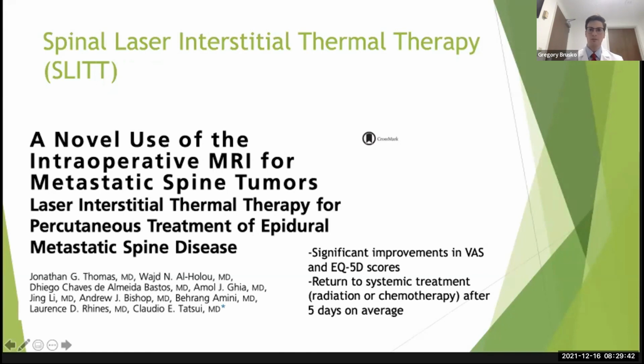And it's been shown in combination with stereotactic radiosurgery to reduce the epidural tumor volume, decrease pain, and improve overall health-related quality of life. Such metrics like VAS and EQ5D have been improved. And importantly, one of the main advantages is that it allows patients to return to their systemic treatment, either radiation or chemotherapy, very quickly after treatment, just 5 days on average. Much shorter than the usually typical 2 to 4 weeks we wait after a surgical intervention.